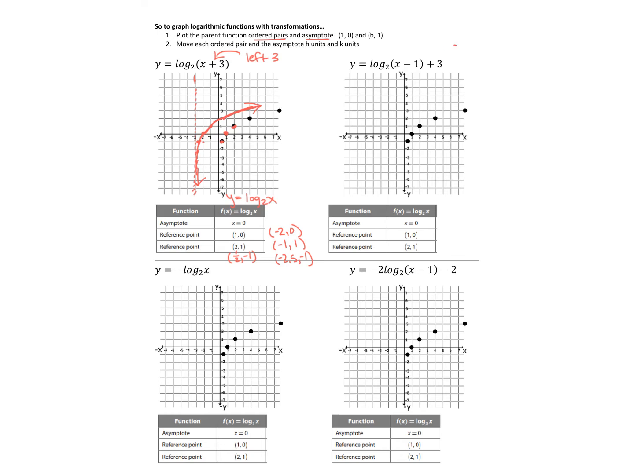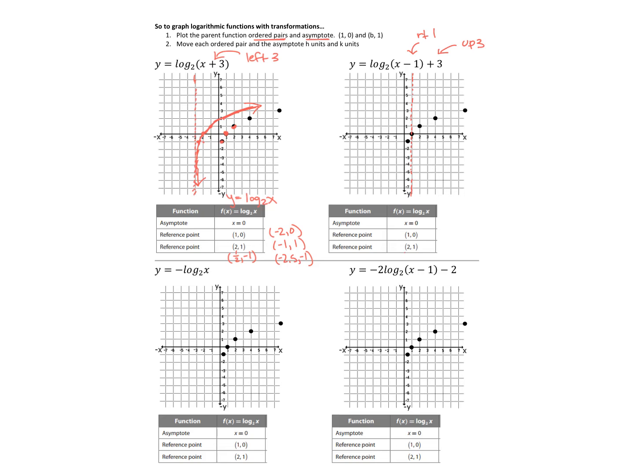So let's look here. This one, I'm going to shift my graph up 3. So my y values are going to go up by 3. And inside here, it looks like a -1, but I really have to think the opposite. My h is a +1. So I'm going to shift everything to the right 1. So my asymptote is going to shift to the right 1. Let's draw in my new asymptote. It's no longer the y-axis. It's this line, x equals 1.